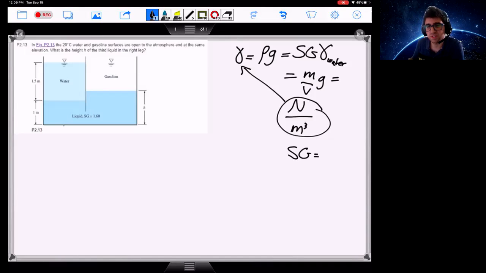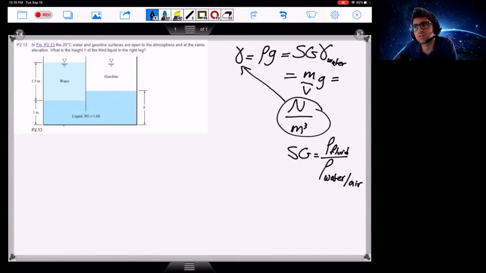SG stands for specific gravity. It's the density of your unknown liquid divided by, like Derek said, either the density of the water or air. So it's density of water if you're dealing with liquids. It's density of air if you're dealing with gases, right? And this density at the top is the density of your fluid.